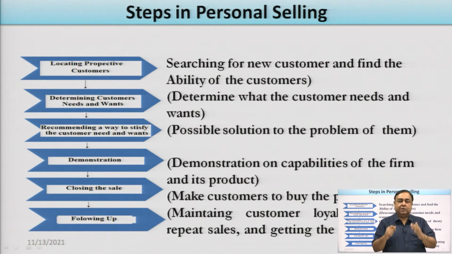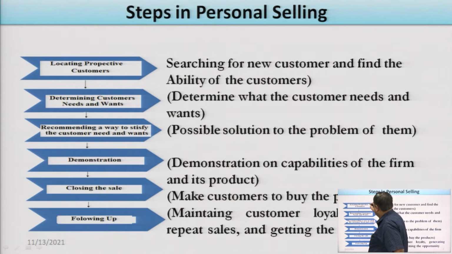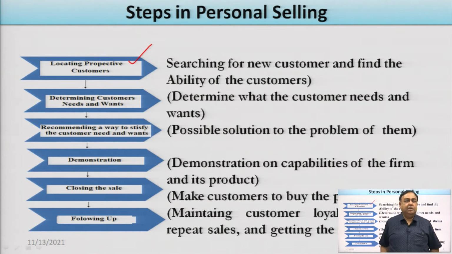Now, let us discuss what are the steps commonly involved in this process of personal selling. Personal selling is a contact between the sellers and the buyers. So, the first and foremost step is that you need to locate the prospective customers. To whom you want to communicate must be located first of all. Search the customers and find who will be your target audience.